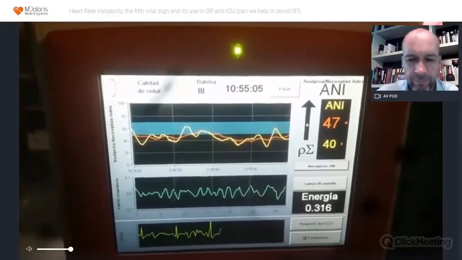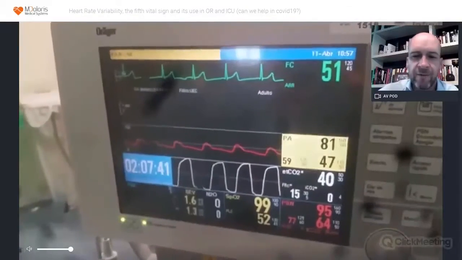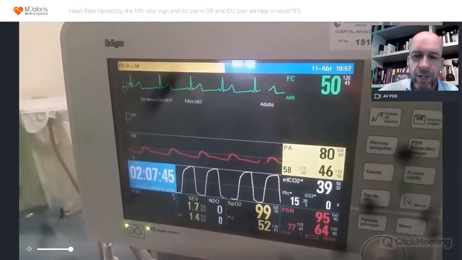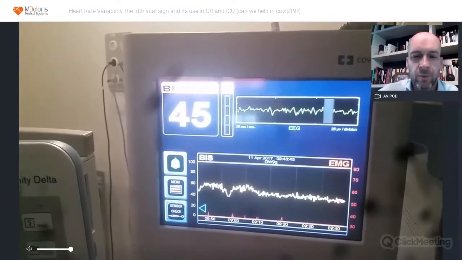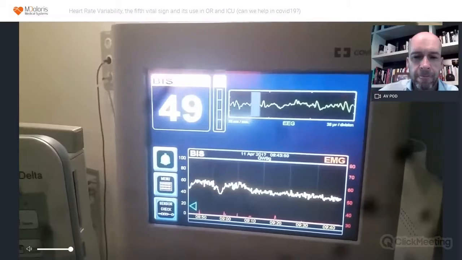This is a low ANI value, 40, with a good energy, 0.3, in a patient under anesthesia, but with very low blood pressure, 80/46 with a mean of 58. We should maintain the blood pressure over 65. With a VIS value of 47, the patient is well asleep.